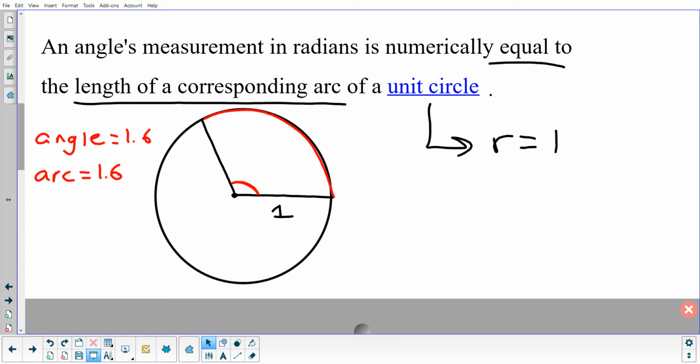So now, I want to think about an arc that's even bigger. Here's my initial side. Here's my terminal side. So I want to think about this arc. That's an arc that's so big, it goes all the way around the circle. So there's my angle. It goes all the way around this thing.